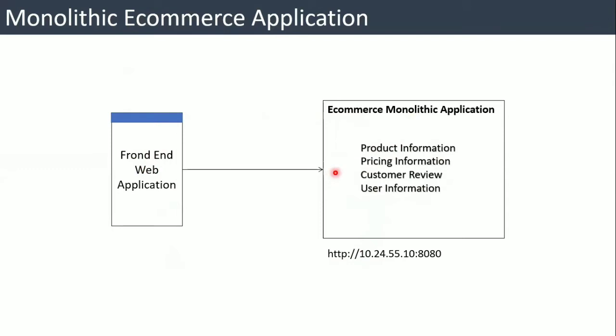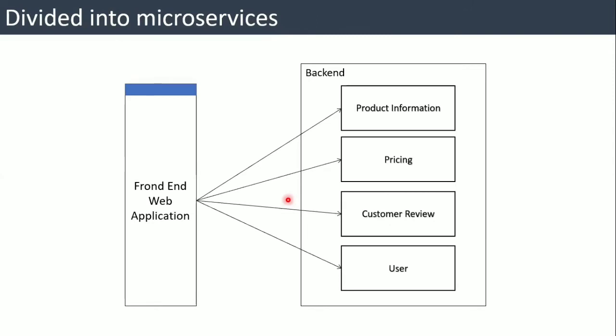One day, there comes a new software architect and proposes to divide this big application into multiple small microservices. Now, this big application is divided into four different microservices, namely product information, pricing information, customer review, and user microservice. All the small microservices were running on different URLs.